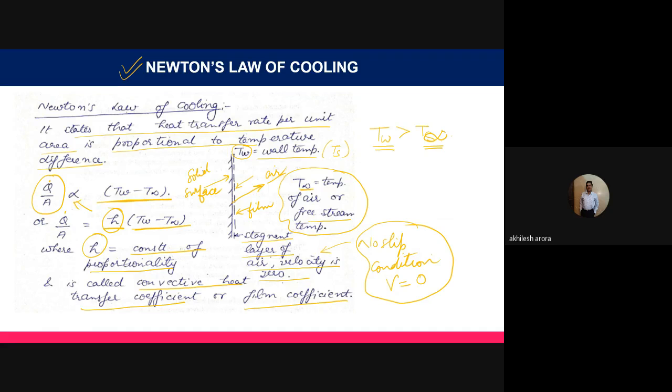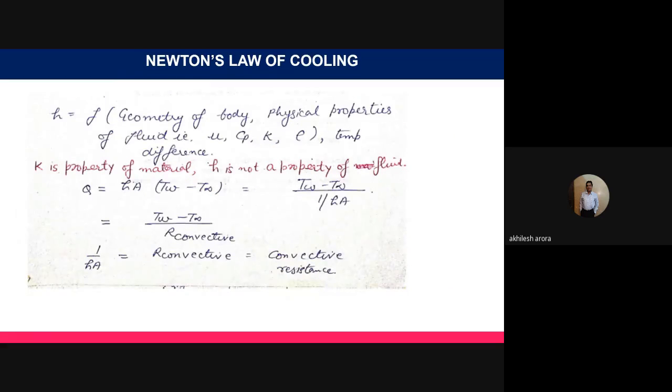So you can call it a convective heat transfer coefficient. You can also call it only the heat transfer coefficient, or you can also call it a film coefficient. You can give any name to it. So H is either convective heat transfer coefficient, heat transfer coefficient, or film coefficient. So there are three names which I have told you for this H. Now, what are the factors on which actually H depends? Now, this is heat transfer coefficient.